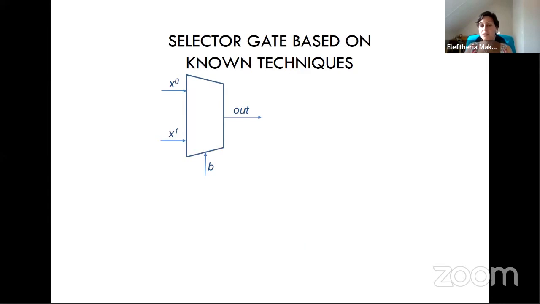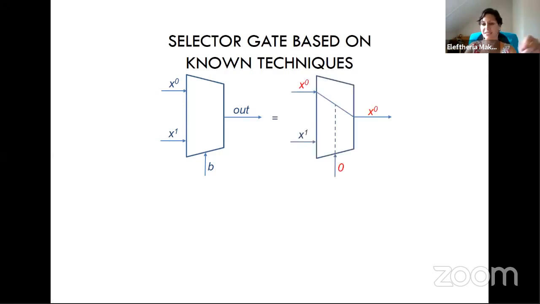Now we have the basis. Let's go to selector gates. First of all, what is a selector gate? A selector gate takes two inputs in FP, x0 and x1, and one Boolean input, which I noted B here, and it outputs one of the two values in FP based on the bit input.